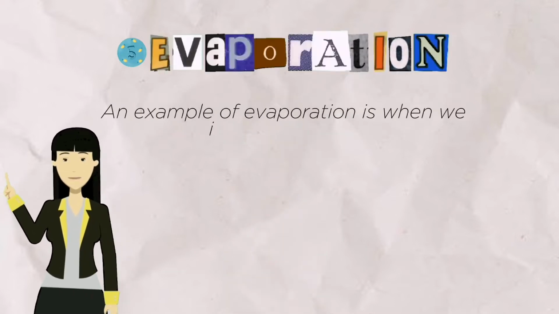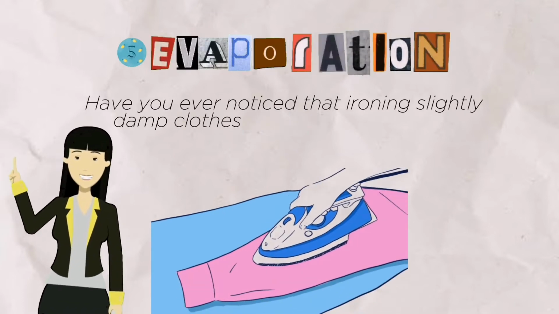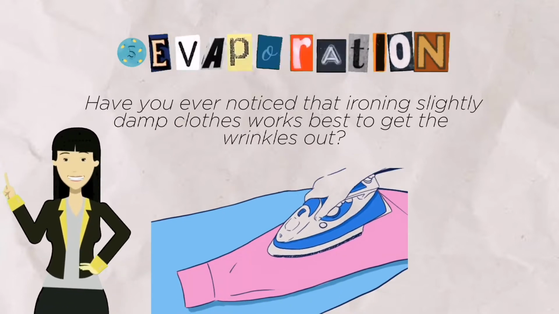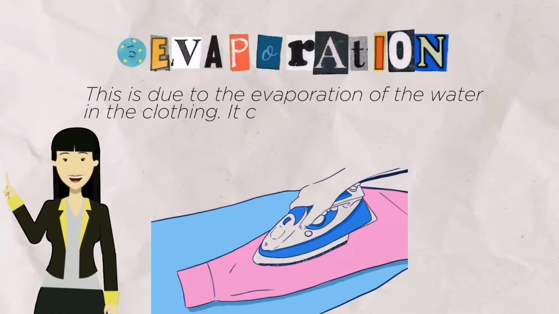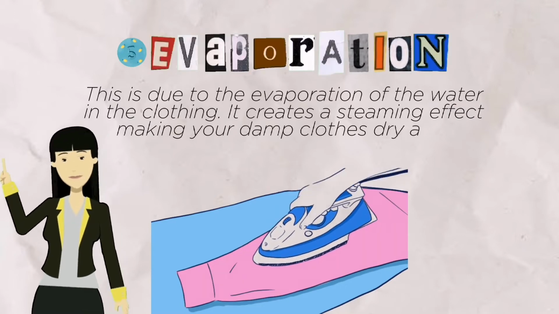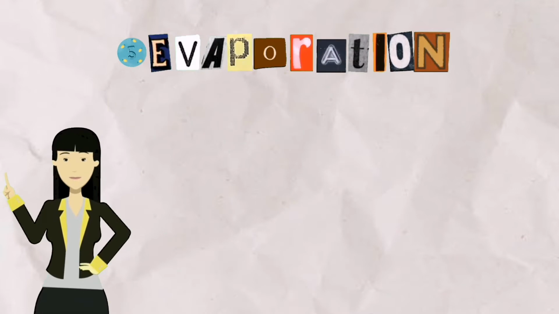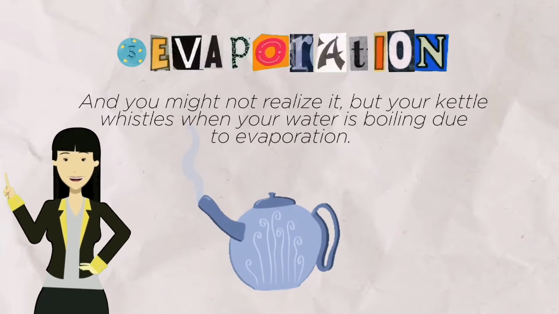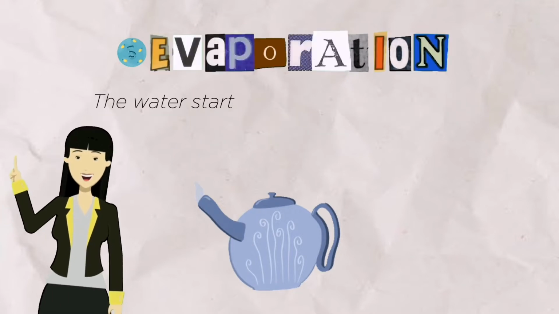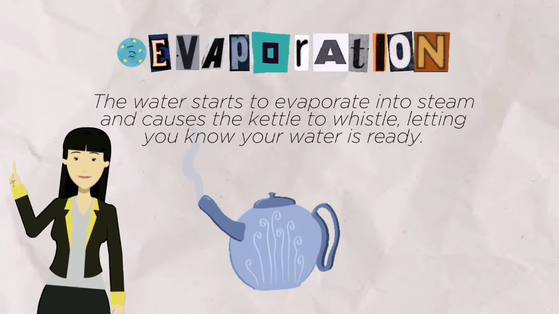An example of evaporation is when we iron our clothes. Have you ever noticed that ironing slightly damp clothes works best to get the wrinkles out? This is due to the evaporation of the water in the clothing. It creates a steaming effect, making your damp clothes dry and wrinkle-free. And you might not realize it, but your kettle whistles when your water is boiling due to evaporation. The water starts to evaporate into steam and causes the kettle to whistle, letting you know your water is ready.